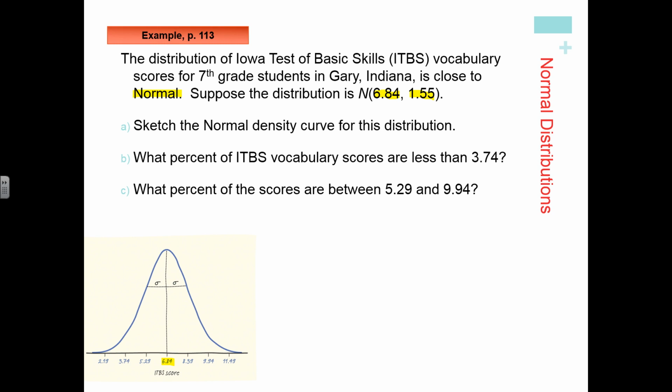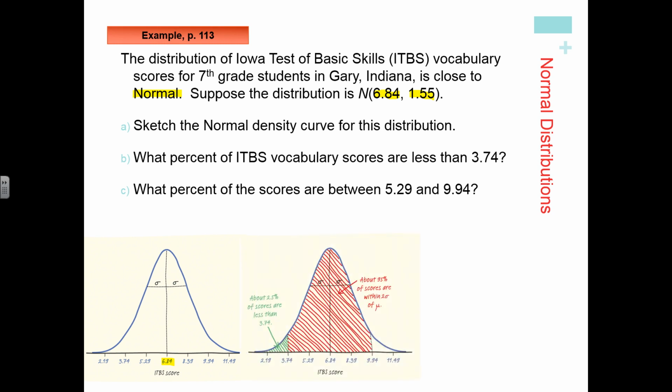So if I did 6.84 plus 1.55, I would get 8.39. Or if I did 6.84 minus the 1.55, I would get 1.29. And I keep subtracting, or I keep adding the 1.55 each time to actually get my curve drawn out. Once I get that curve drawn out, I can figure out different percents and different probabilities.